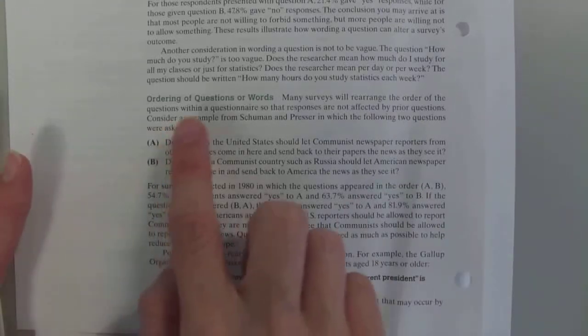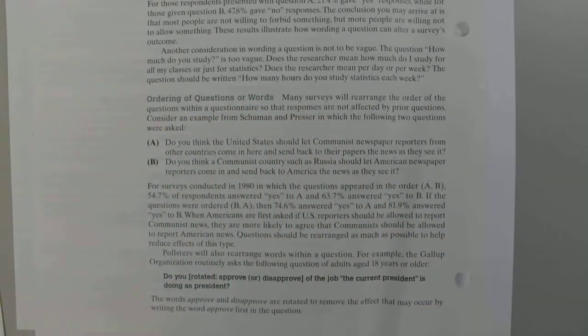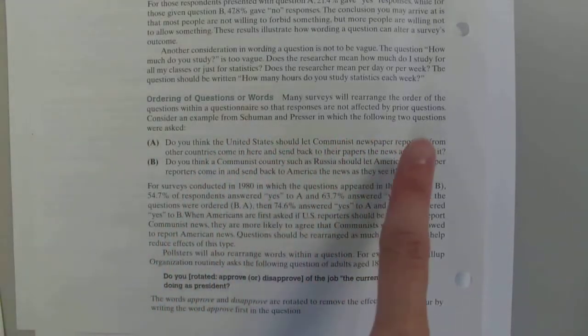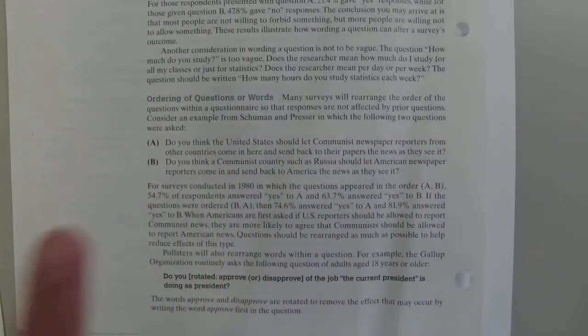So ordering of questions, we're right here in the blue. It says, many surveys will rearrange the order of questions within a questionnaire so that responses are not affected by prior questions. So they're kind of trying to get rid of that bias, guys. Consider an example from Schuman and Presser in which the following two questions were asked, okay? So A, do you think the United States should let communist newspaper reporters from other countries come in here and send back to their papers the news as they see it? So if you read that question first, you're like, no, communists can't come in here and tell their country what we're like.